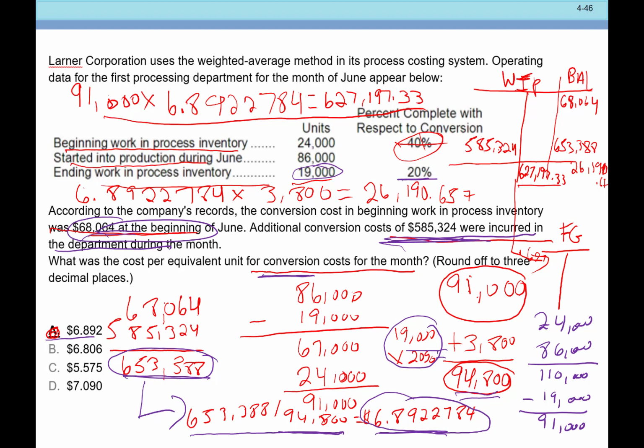Okay. And that means then that I should be left with an ending inventory in work in progress of roughly, I think there might be some rounding error in there somewhere, 26,190.67. Right? Okay, which I was able to verify by taking the equivalent cost per unit times what I determined were the equivalent units in ending inventory, which was these 19,000 times the 20% complete.